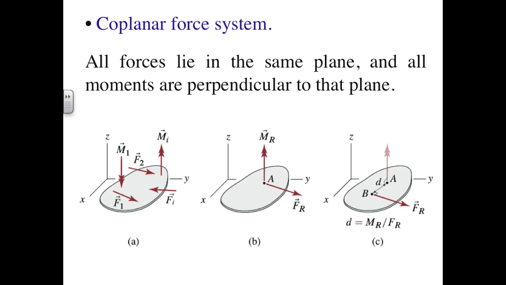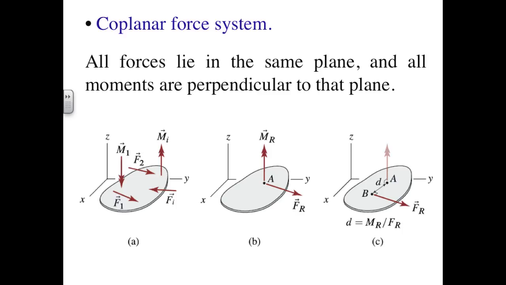The second special force system is the coplanar force system. This is a system in which all the forces lie in the same plane and all moments are perpendicular to that plane. Note that all two-dimensional problems are, by definition, coplanar force systems, typically all forces in the xy plane and all moments in the z direction. The first step in finding the equivalent force system for this class of problem is picking some reference point, A in figure B, and finding the resultant force and moment at that location. We did that in our previous examples.